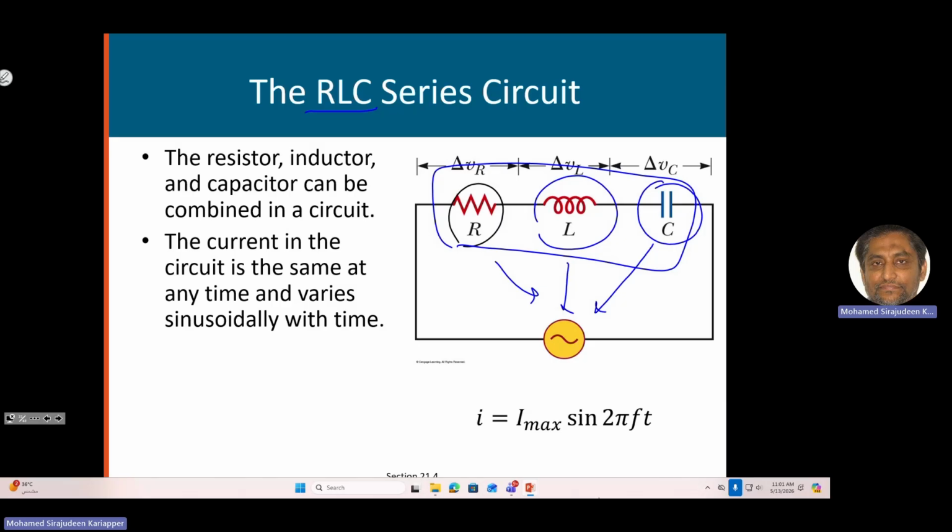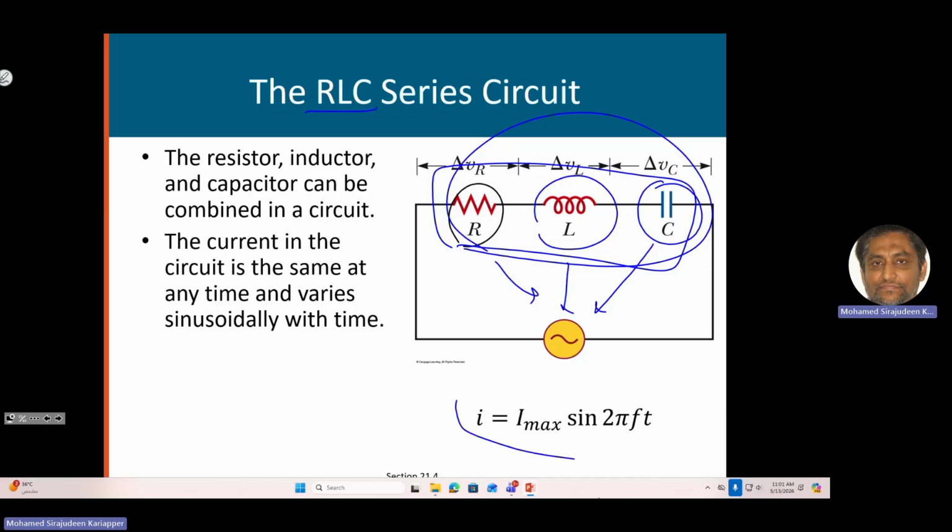Previously, we knew that with only a resistor, the current and the voltage will be in step, in phase. With only an inductor, the voltage will be ahead of the current by 90 degrees. With only a capacitor, the voltage will be behind the current by 90 degrees. So we put them separately. Now we are going to put them all in series. All these things will affect differently. R will be in phase, these will be out of phase, plus 90, minus 90. What happens if you put them all together?